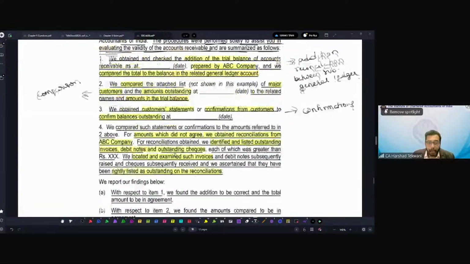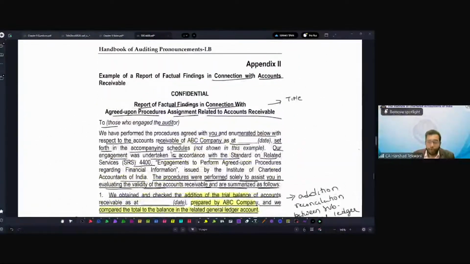So this is how a report is issued under SRS. Any doubt? Any doubt till now? Any doubt?